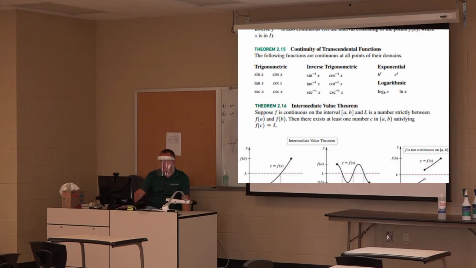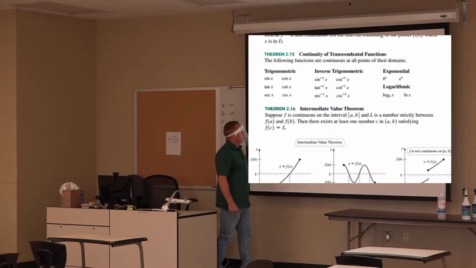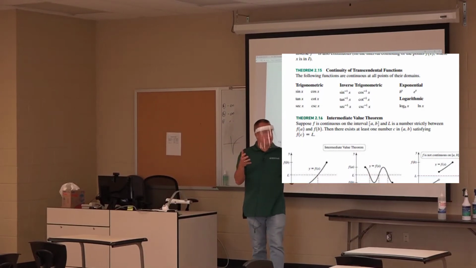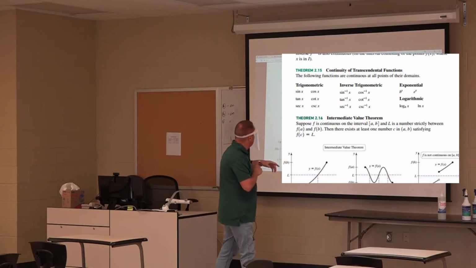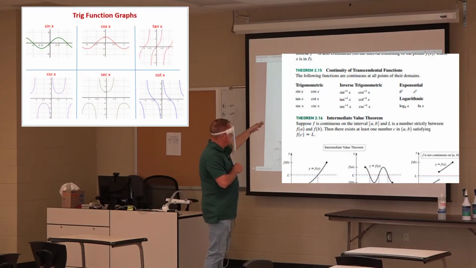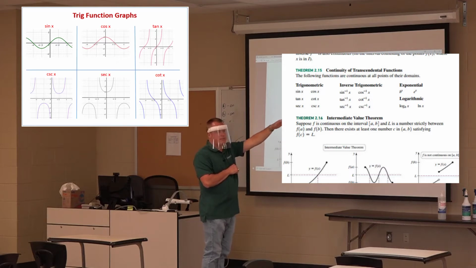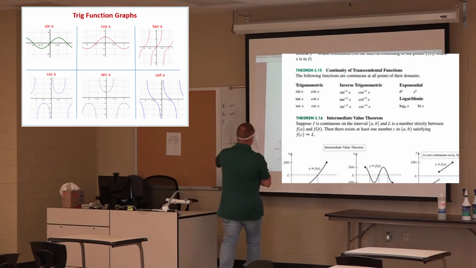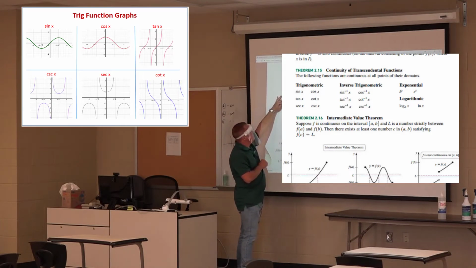Transcendental functions, the following functions are continuous on all points of their domains. Okay, so these are all smooth graphs as long as you are looking at whatever the domain of the function is, right? So sine x and cosine x, those are those waves that go forever from negative to positive infinity. Those would be continuous everywhere, right? Tangent and secant, they have vertical asymptotes at pi over 2, 3 pi over 2, negative pi over 2. So they are continuous everywhere except at those vertical asymptotes.